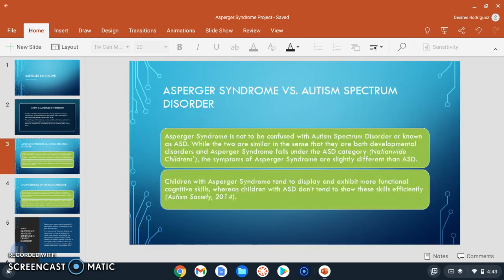So there is a difference between Asperger syndrome and autism spectrum disorder. The two are not to be confused with each other, even though they're similar in the sense that they both are developmental disorders, and Asperger syndrome falls under the ASD category. The symptoms are a little bit different. For example, children with Asperger syndrome tend to display more functional cognitive skills, whereas children with ASD don't really show these skills effectively.